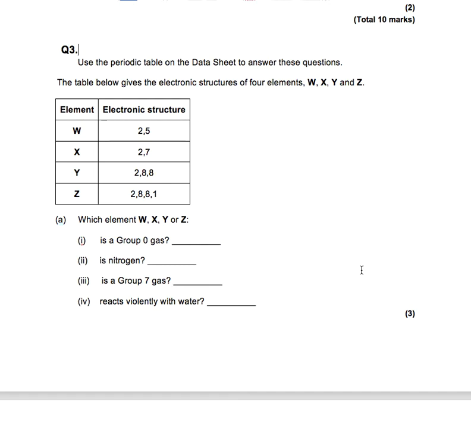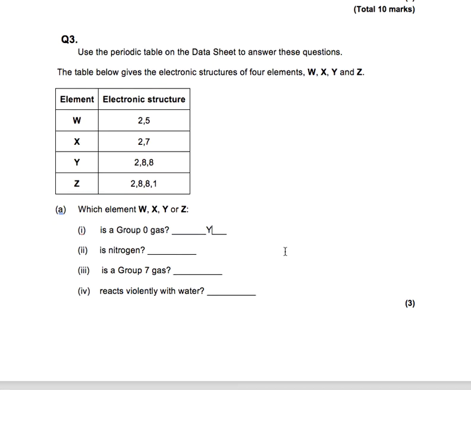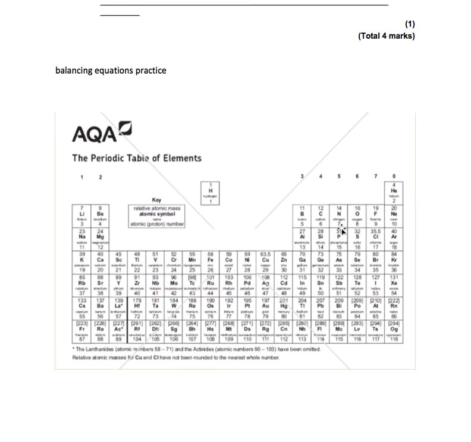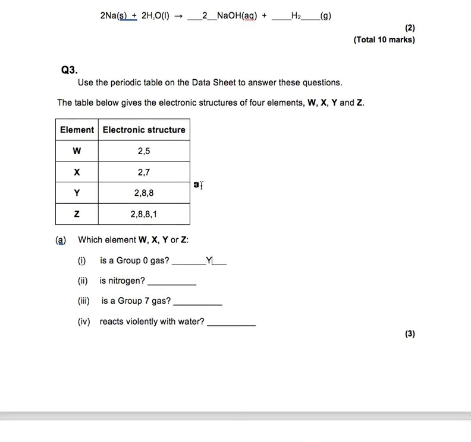Question 3, which element, W, X, Y, or Z, is a group 0 gas? That would be a noble gas. Well, it has to have either 2 or 8 electrons in the outer shell. And the only one that has that is Y. Nitrogen. Well, if we go back to our periodic table and look at nitrogen, nitrogen's got 7 protons. That's going to be 2, 5, right? And there it is. Group 7 gas. That's a halogen, right? That's going to have 7 electrons in the outer shell. Well, that's going to be Z.